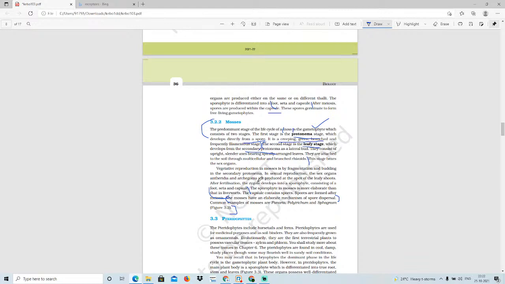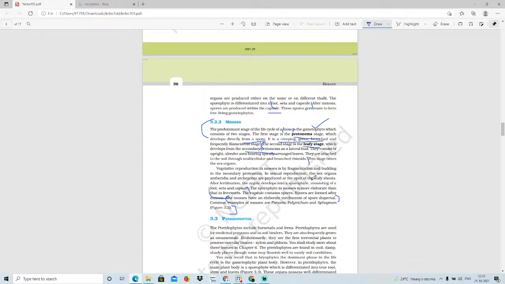Still, it is the same process again. It's only that we have some extra terminologies here. It is the same process in both liverworts and mosses, but these two stages are the only difference. In vegetative reproduction, it happens in the secondary protonema, but in sexual reproduction, it is the same.